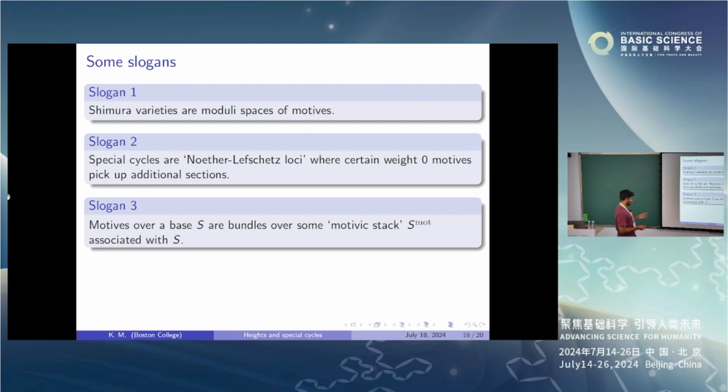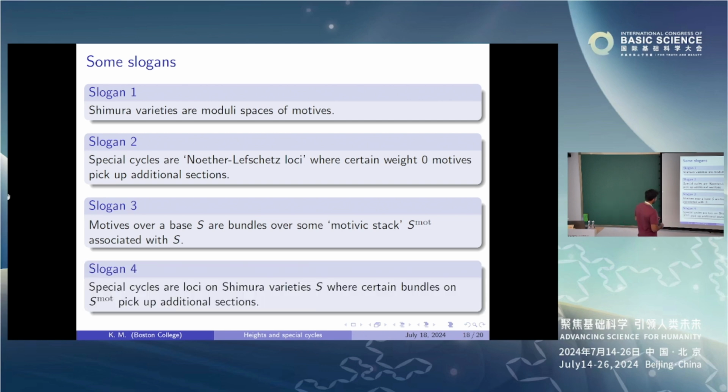Here's something completely speculative: motives over S are secretly just vector bundles on some other stack. There's a talk by Peter Scholze at IHES, called Ring Stacks for Motives or something, where he talks about this. And so the last slogan: special cycles are loci where some bundle somewhere picks up additional sections.